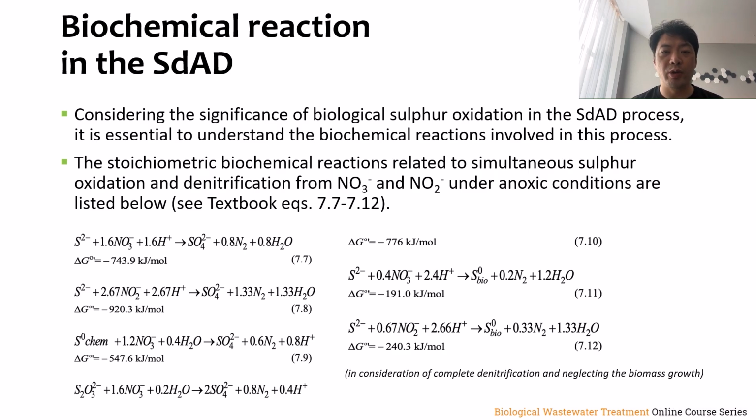In such scenarios, oxidizing excess sulfide is advantageous due to its greater bioavailability to denitrifiers compared to accumulated biogenic elemental sulfur. Moreover, energetically, reducing nitrite is more favorable than reducing nitrate, as reflected by the more negative standard Gibbs free energy changes in equations 7.11 and 7.12.